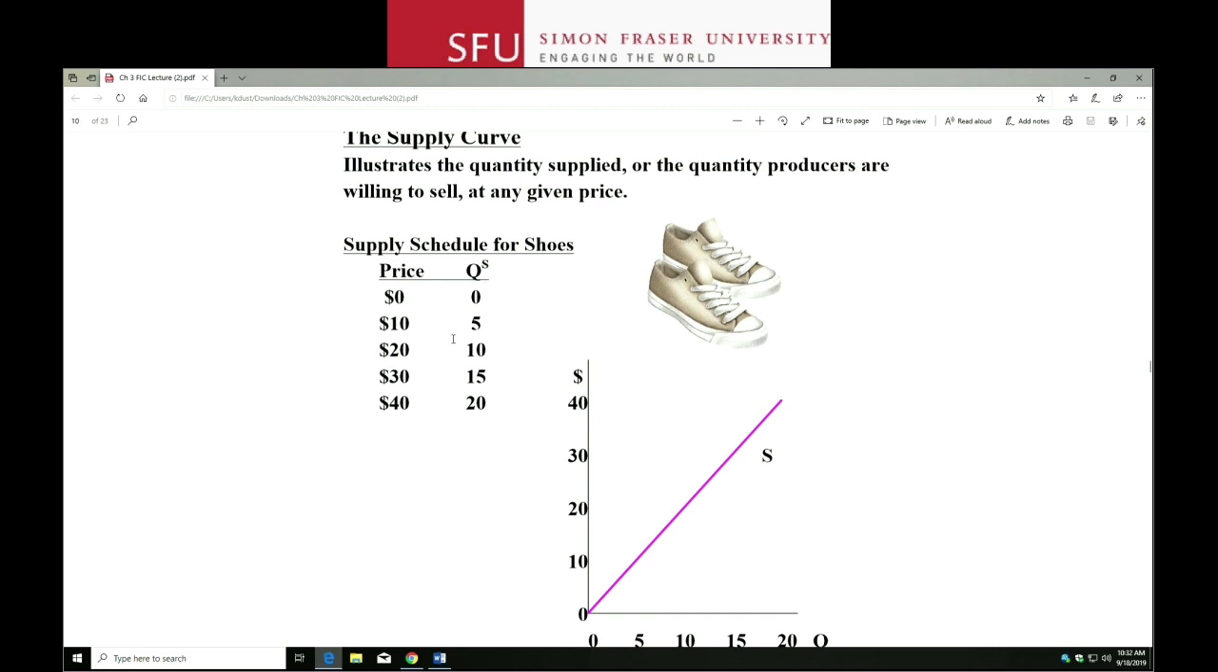Okay, so for example, we have a supply schedule for shoes. As the price goes up, the quantity that the supplier wants to make will increase. And then, putting that on the graph, we would get a straight line. So this example starts at the origin, but it doesn't have to start at the origin. A lot of examples have a supply curve that starts up here, but it will always be an upward sloping function because the price and quantity will be positively related. Okay? Higher prices mean more profit. More profit means they want to produce more.